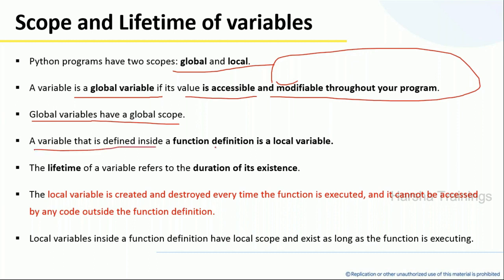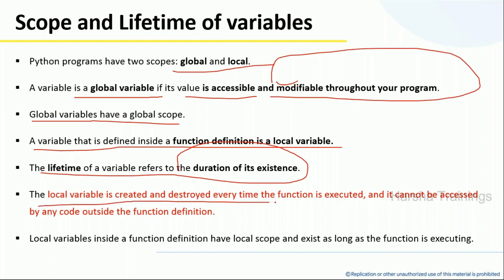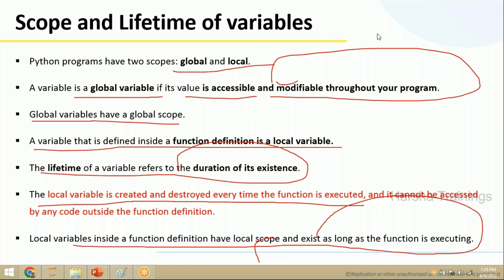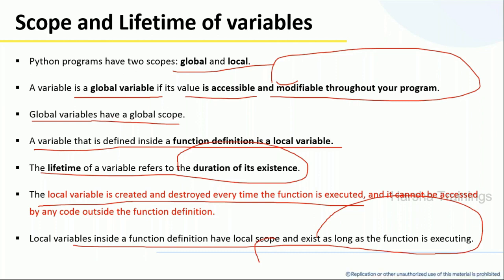A variable that is defined inside a function definition is called local. The lifetime of a variable refers to the duration in which it exists. Local variables are created and destroyed every time the function is executed. Local variables inside a function definition have local scope and exist as long as the function is executing. If you come out of this function definition, local variables lose their scope. Clear? Now I'm going a little bit down.